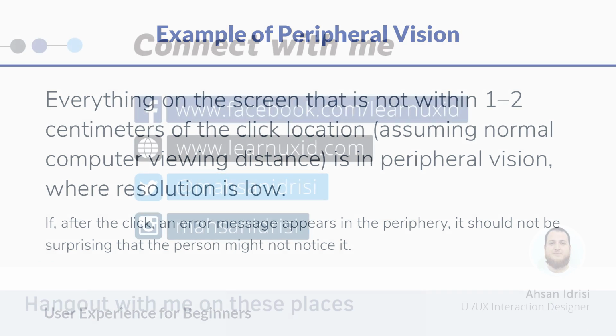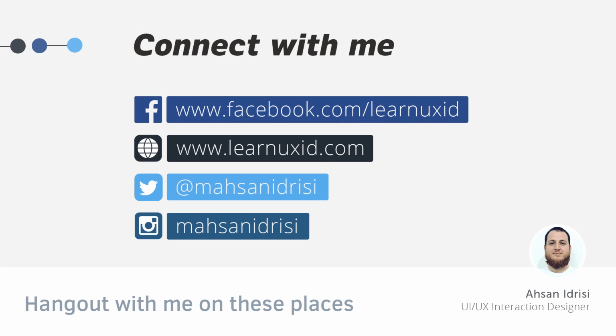So this is how peripheral vision and central vision work. I will show you some examples in the next lesson. So let's move on to the next lesson.